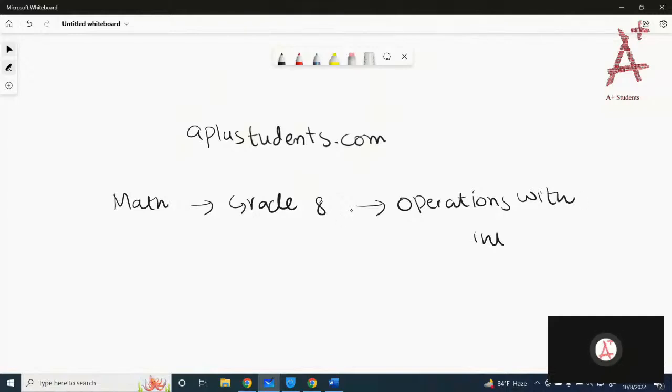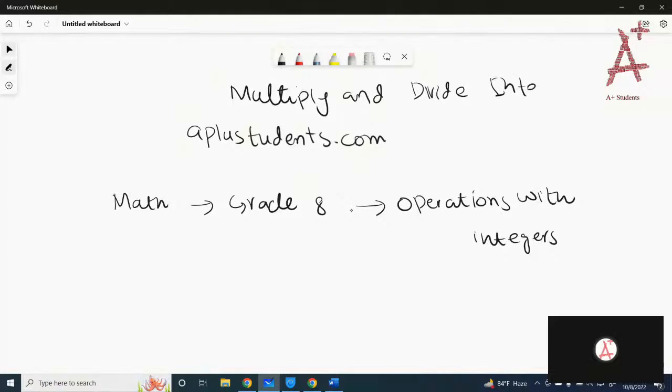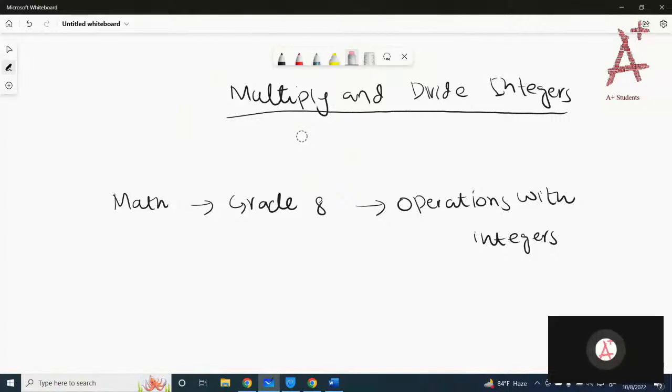Find the chapter and the topic we're going to start is multiply and divide integers. Please make sure you have your notebook and pencil so that you can note down the important points. Got it? So start with the topic multiply and divide integers. So we can do practice questions. So let's start with the practice questions.